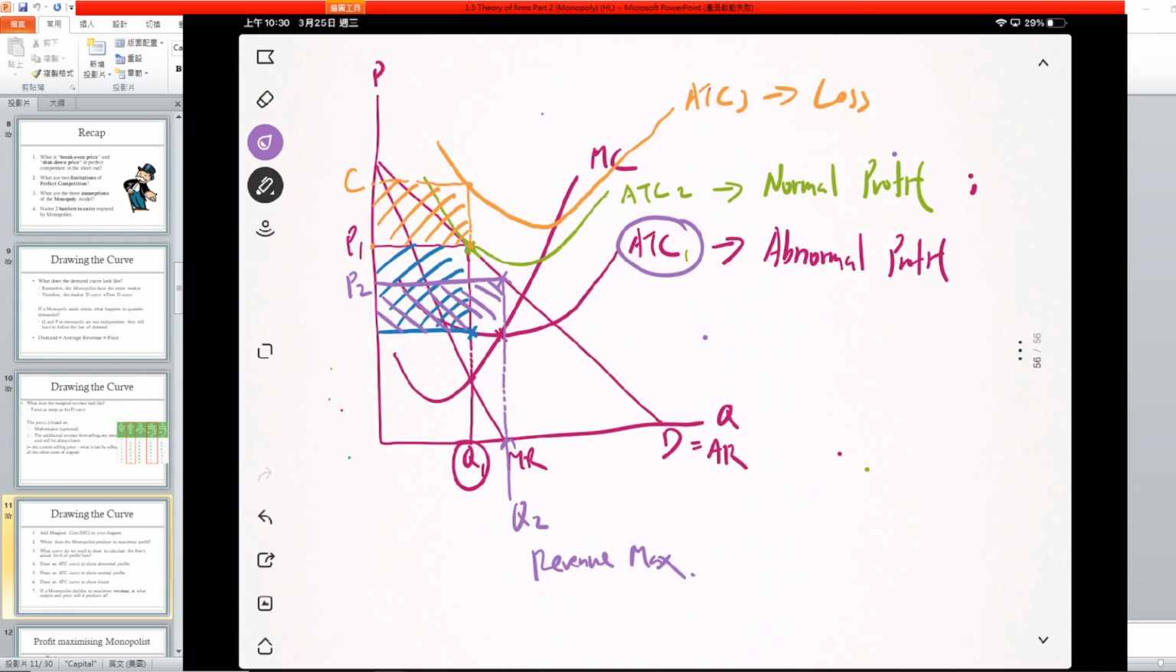Yeah, there will be a loss, right? Because you see here, when you are selling at P2, your average revenue is P2, and your average cost is up here. So your cost, if you're using ATC2, will be here, C2. So C2 is bigger than P2, so you are going to have a loss. The loss is just the area that I'm shading right here. And when you're using ATC3, it will give you a big loss.